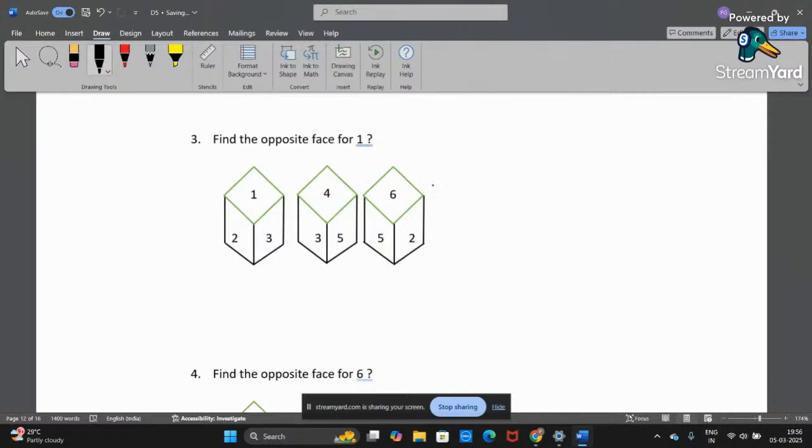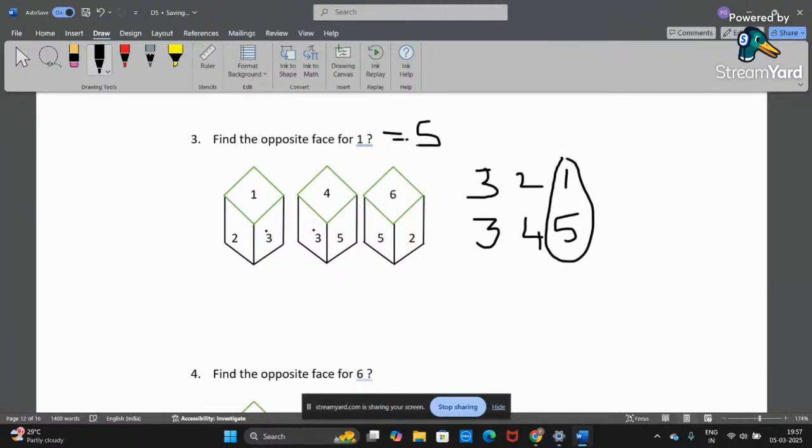Now we'll find the next one. Find the opposite face for 1. What is the common number here? Let's find it for the first and second. Only 3 is common. So what you have to do? Write 3 first. Clockwise, after 3 it is 2, after 2 it is 1. For the first one we have written this. Next, for the second cube, 3 first. Clockwise, after 3 it is 4, after 4 it is 5. What you have to find? Opposite face of 1. That means 5 is the answer.